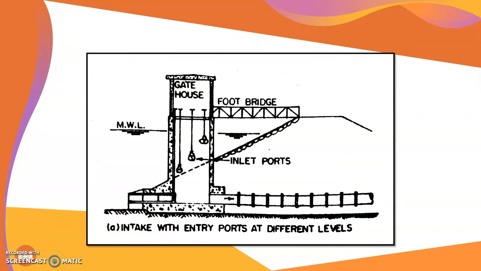This figure is showing an intake with entry ports at different levels. This is very similar to the entries being placed at various elevations, and the inlets at higher elevation are operated as long as the water is available, and then the lower inlet ports are operated when the water level decreases. Such structures are generally constructed in such a way that they need a special approach to reach them and to make them functional.